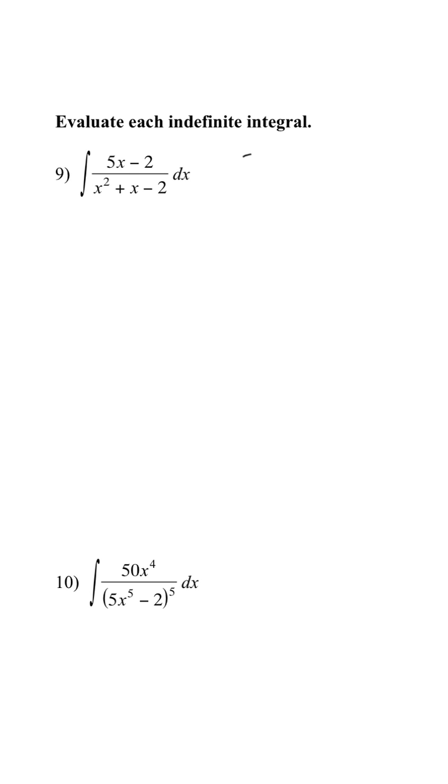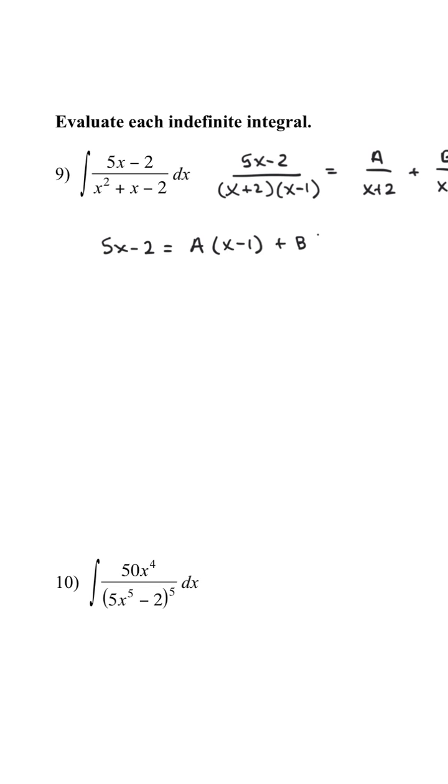So if we consider the denominator in factored form, then it has two partial fractions. And then if we multiply the whole thing by the lowest common denominator, we would end up with 5x minus 2 equals a times x minus 1 plus b times x plus 2.